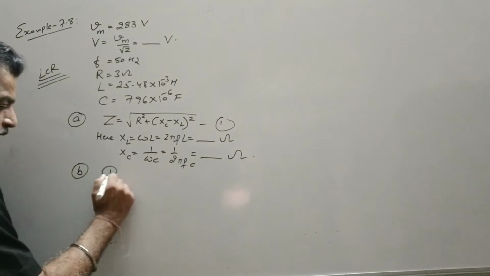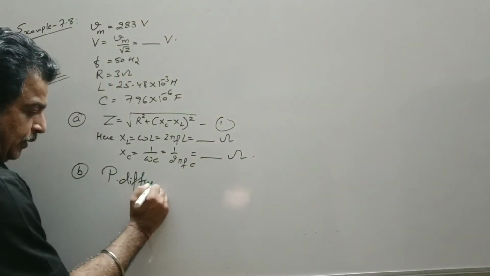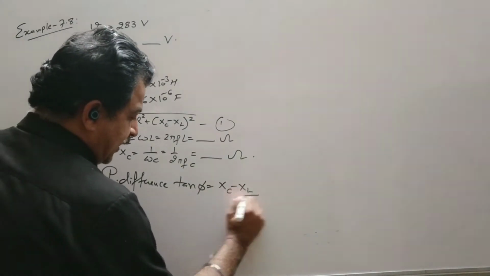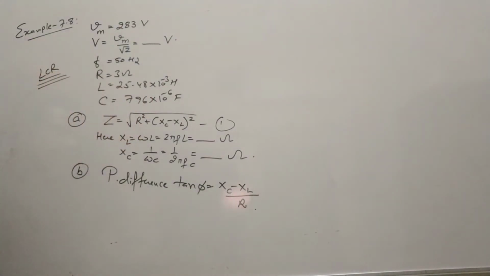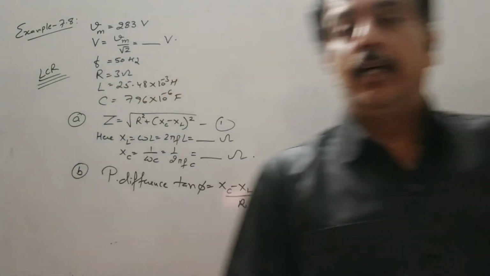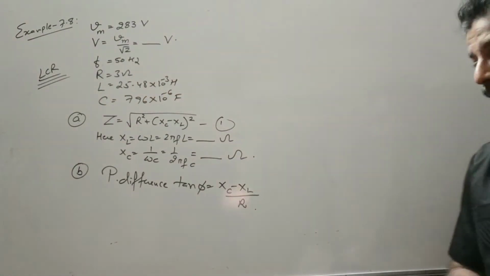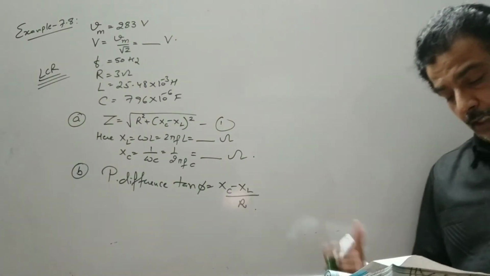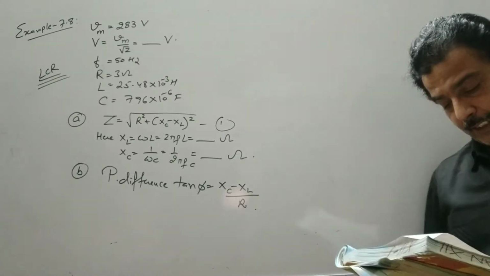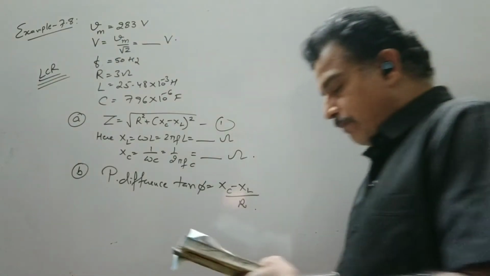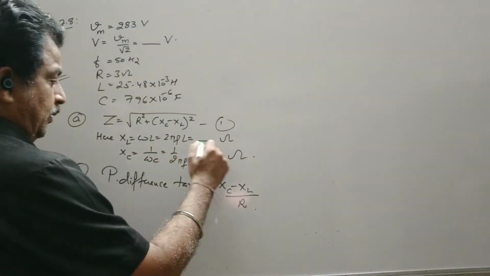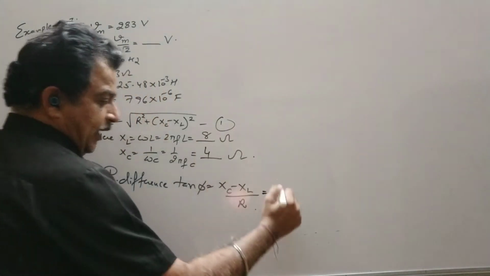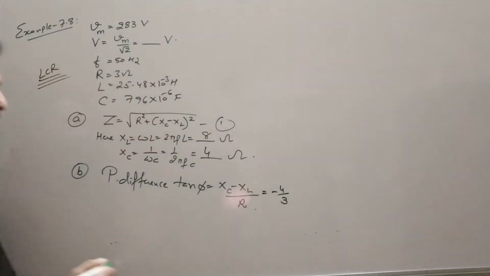Second part is to find out the phase difference between the voltage across the source and the current. So phase difference tan phi is equal to XC minus XL upon R. Now let us discuss this tan phi, because it can be positive or negative. Here in this case we are directly taking the calculation. This is 8 ohms and this is 4 ohms. So this becomes 4 minus 8, that is minus 4, upon 3 for tan phi.